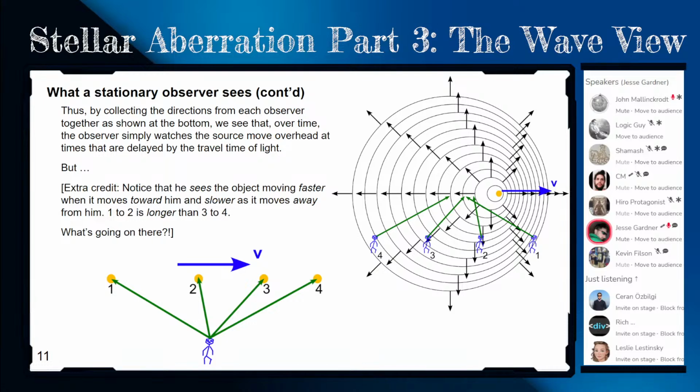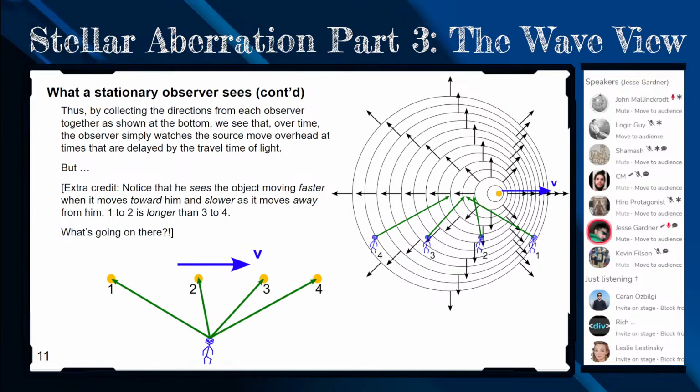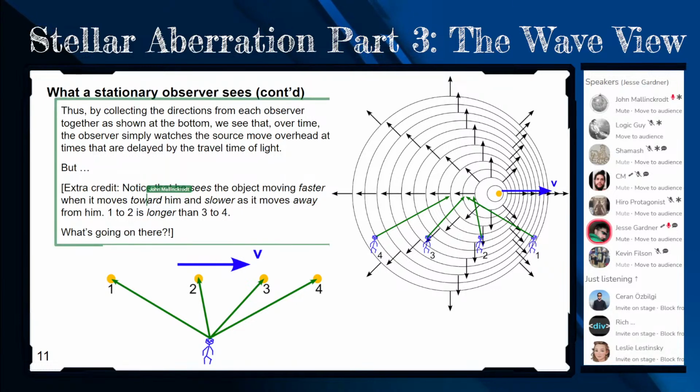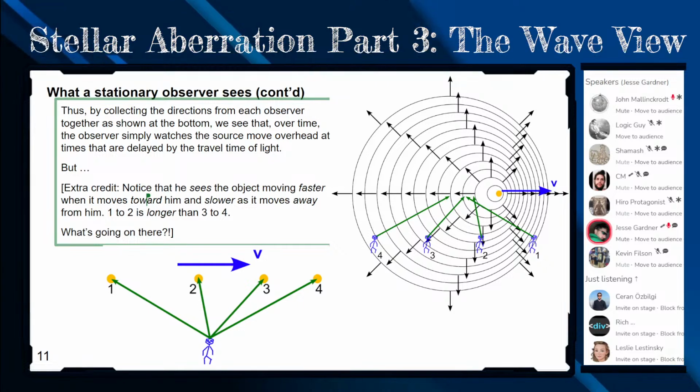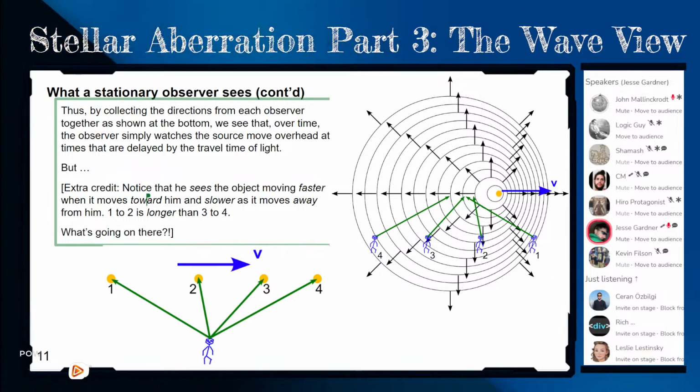But, and this is kind of the extra credit thing here, if anybody wants to pipe up now, that's fine. We can talk about it later if we want. Notice, because I've tried to draw this really carefully, that even though 1, 2, 3, and 4 represent equal intervals of time, he sees the sun move much further between 1 and 2 than he does between 3 and 4. And yet that source is moving at a constant speed.